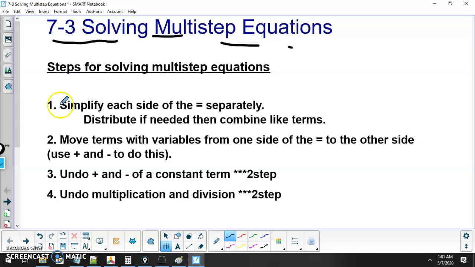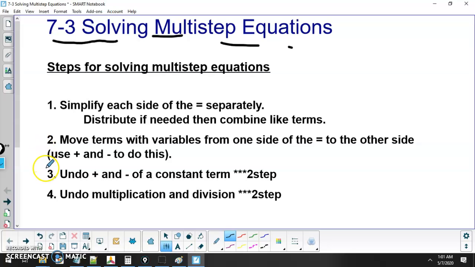All right, so here are the steps for solving multi-step equations. You can see them. The number one step is to simplify each side of the equal sign separately first. So you want to distribute if you need to first, then combine like terms on each separate side of the equal sign.